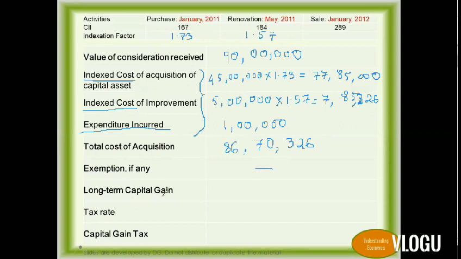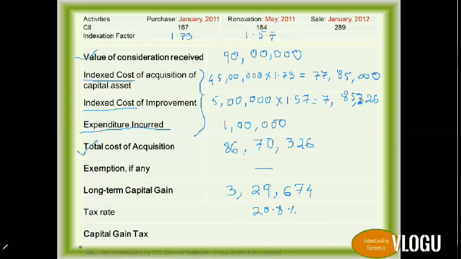So what will be the capital gain? The capital gain will be the value of consideration minus the total cost of acquisition, and the amount will be 3,29,674. And what tax rate will be applied here? The tax rate that will be applied is 20.8%, because it is a long-term capital gain. So 20.8% will be applied.